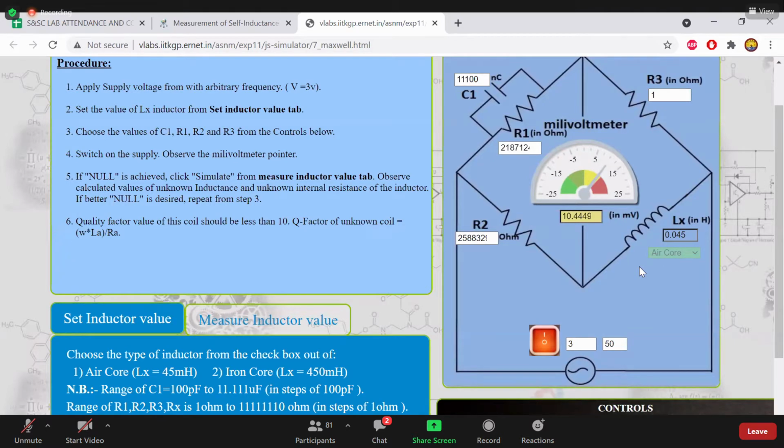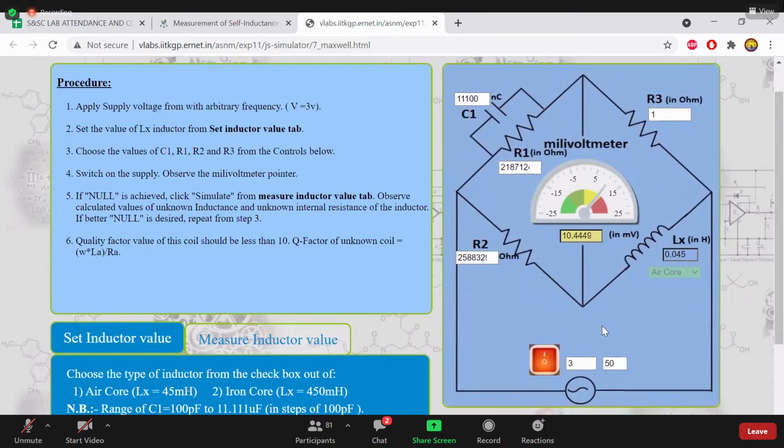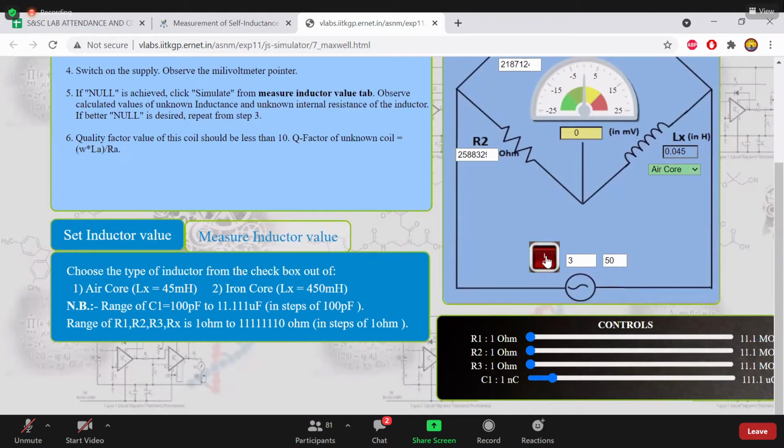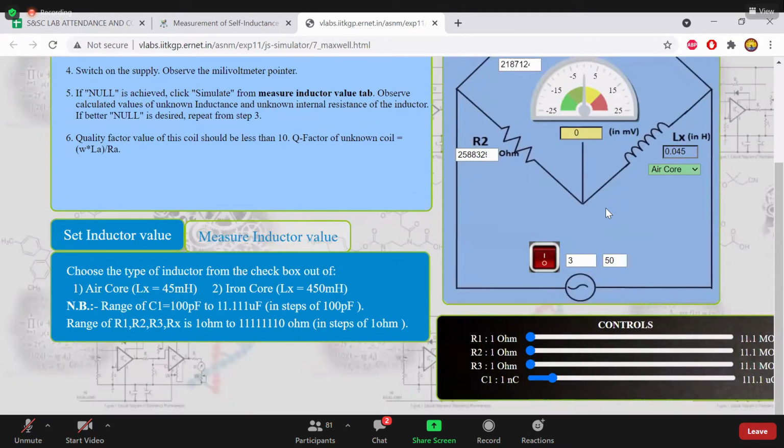Okay, so you have the circuit and you know the procedure. We have completed 5 experiments. Try to get the 0 reading on the voltmeter. I am giving you 10 minutes time. After 10 minutes, I will call roll numbers. You have to share your screens and show your outputs.